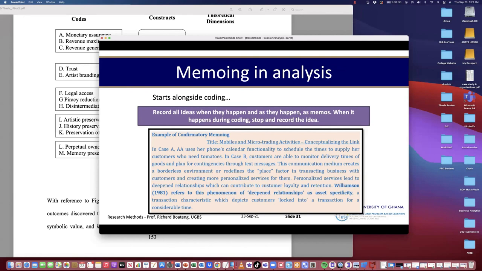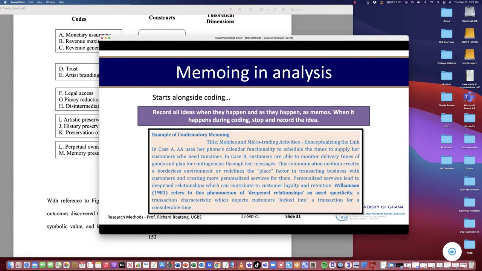In case A, A uses the mobile phone's calendar functionality to schedule times to supply her customers who need tomatoes. In case B, customers are able to monitor the delivery times of goods and plan for contingencies through text messages. This communication medium creates a borderless environment or redefines the place factor in transacting business with the customers and creating more personalized services for them. Personalized services lead to deepened relations, which can contribute to customer loyalty and retention. Williamson refers to this phenomenon as deepened relationships.